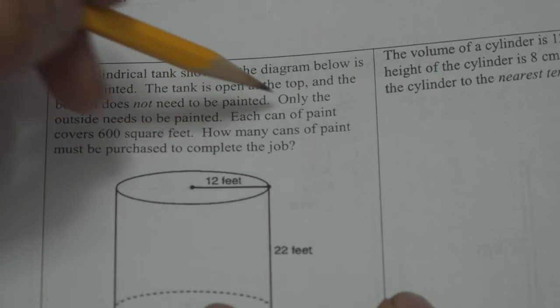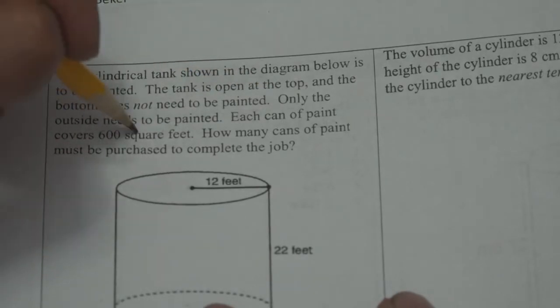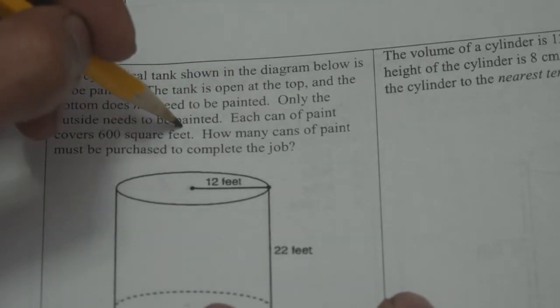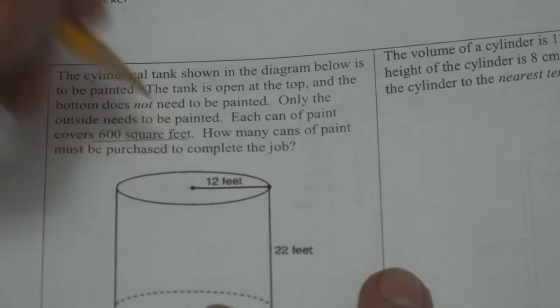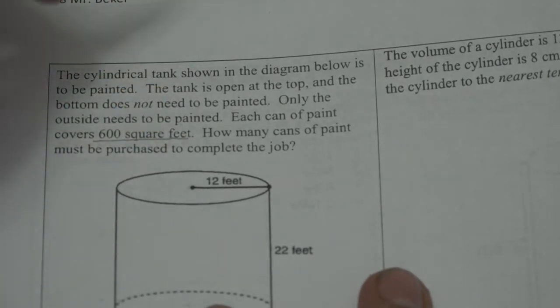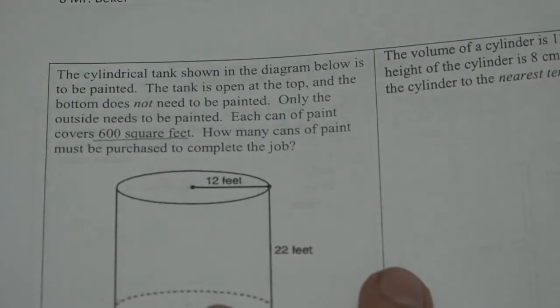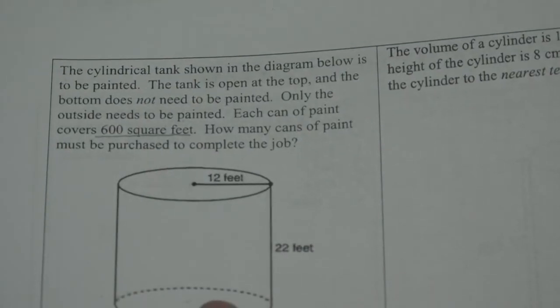Okay, each can of paint covers 600 square feet. Okay, so that's good information. So you highlight it. If you want a highlighter, I can provide you with one. If you're not my student, find a highlighter. All right. So how many cans of paint must be purchased to complete the job? Beats me. I have no idea. But guess what? Since I never have the answers in front of me, we're gonna figure it out.